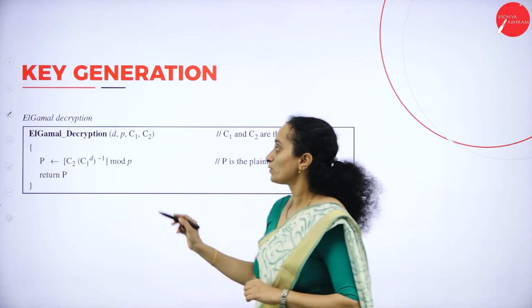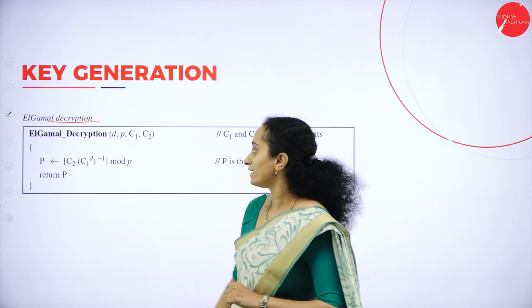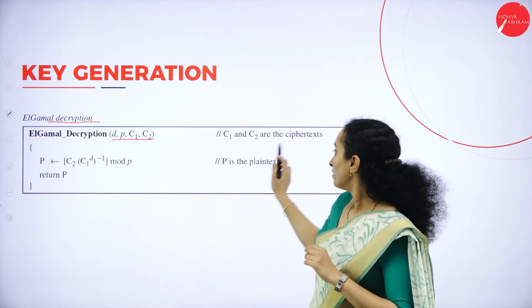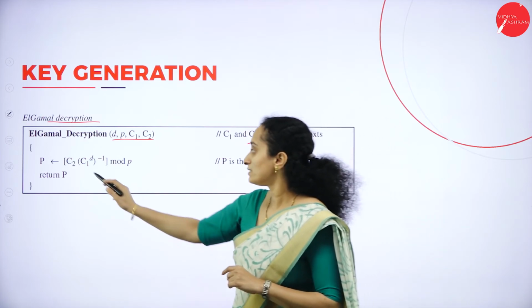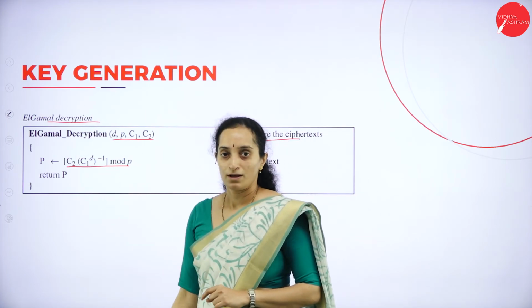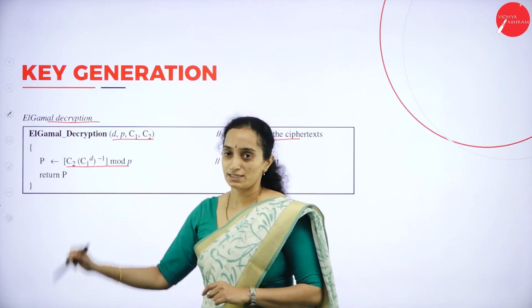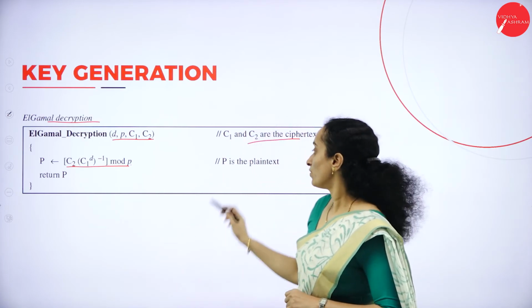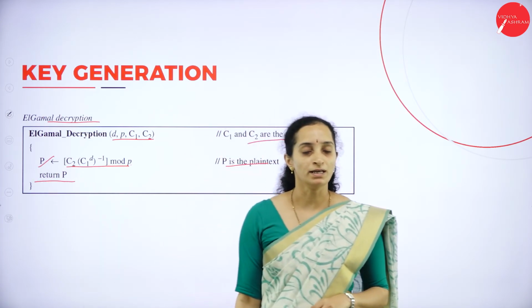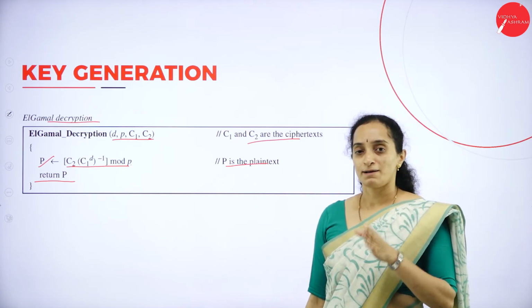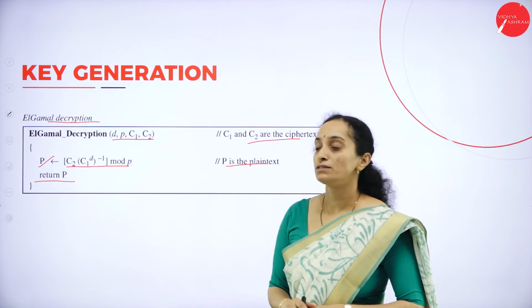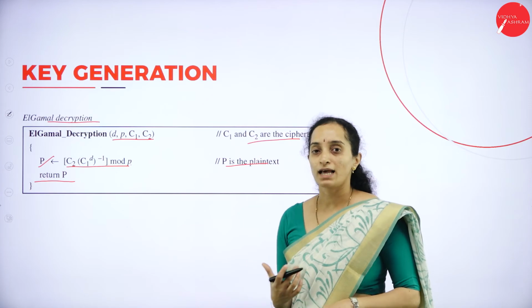Now we have the process of decryption. How are you going to decrypt that? We get the value D, the large prime P, and the 2 blocks of ciphertext C1 and C2. We use both the blocks here. The inverse of C1 to the power of D is multiplied with C2 and its modulus operation is done with P to get the plain text. So in the decryption algorithm, the plain text will be returned to the main function and the plain text will be received by the receiver system. This is how you can perform the encryption and decryption in the ElGamal crypto system.